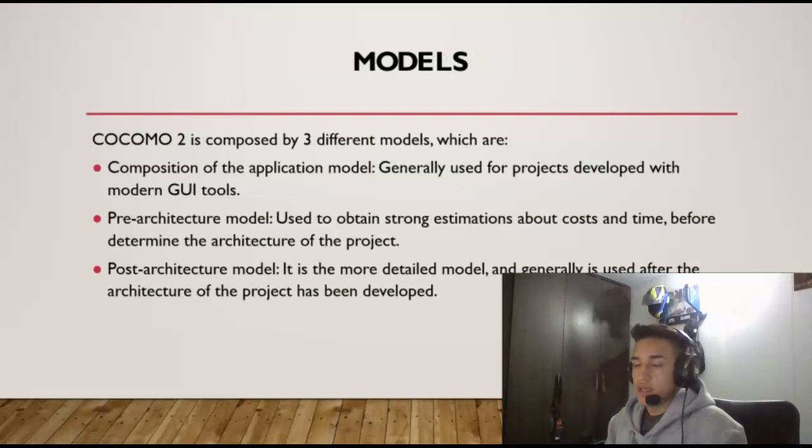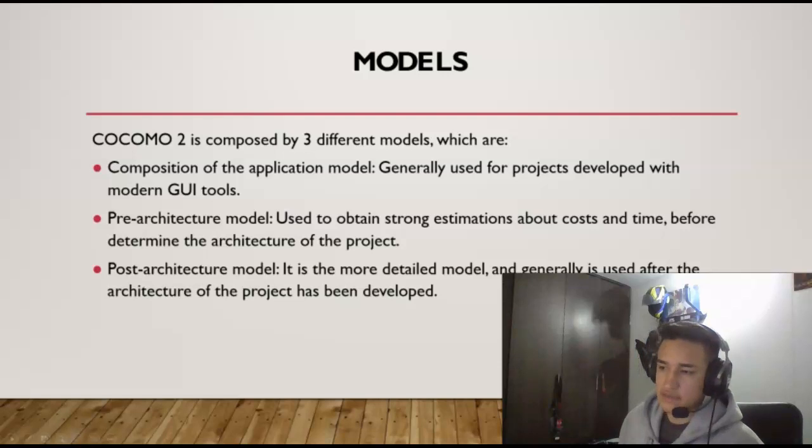The models. COCOMO 2 is composed of three different models: the application composition model, generally used for projects developed with modern GUI tools; the early design model, used to obtain a rough estimate of cost and time before determining the architecture of the project; and the post-architecture model. It is the most detailed model and is generally used after the architecture of the project has been developed.